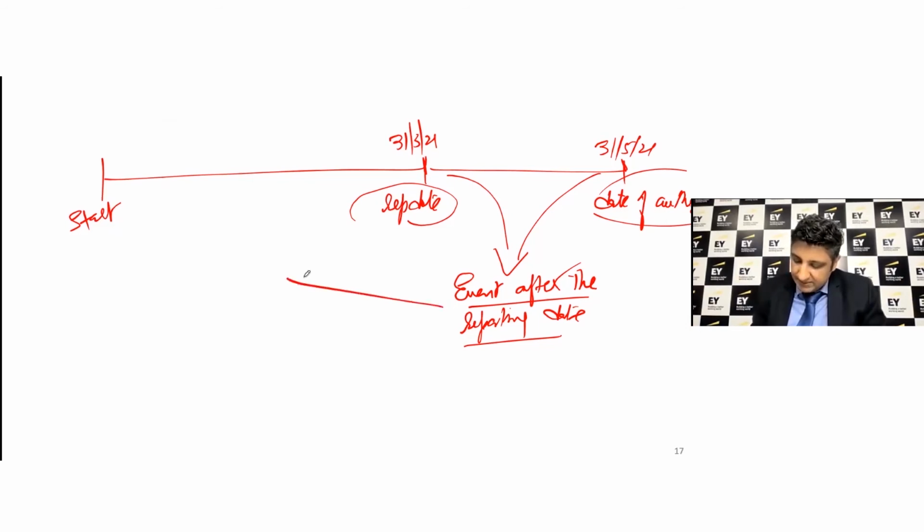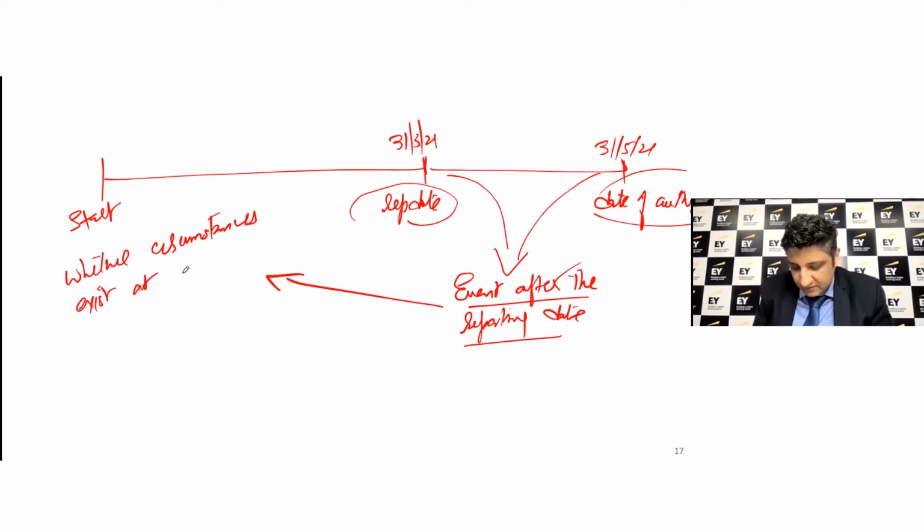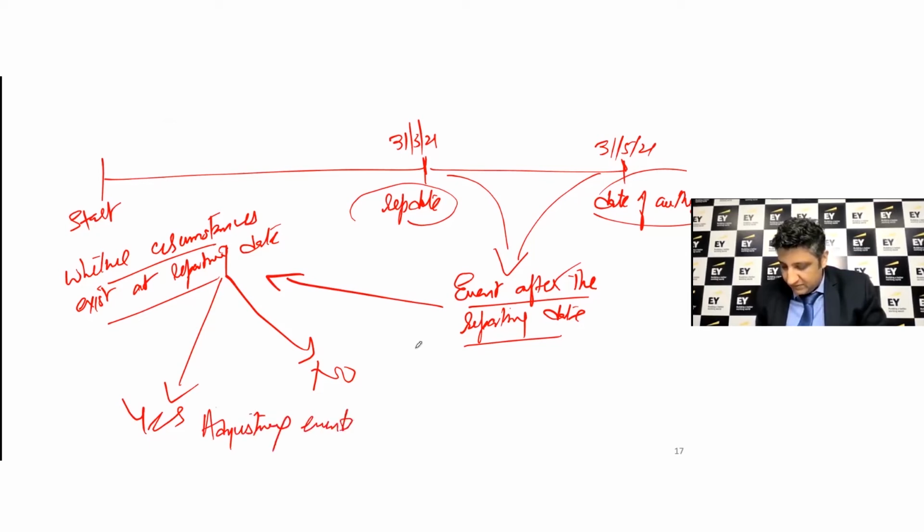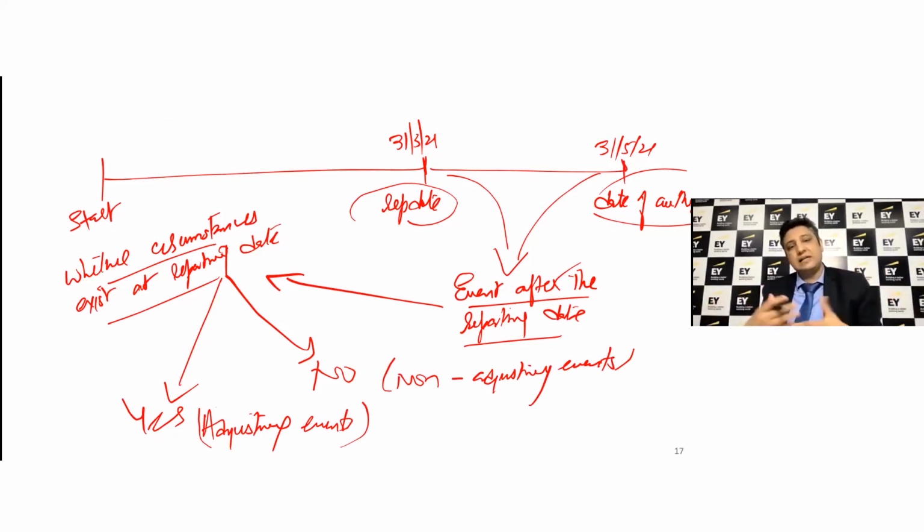The second question that you want to ask is whether circumstances exist at the reporting date that such an event can take place. It may either be a yes or a no. If it's a yes, we call these adjusting events. If it's a no, then we refer to these as non-adjusting events. So there are two questions between which this entire standard works, and that's what you want to remind yourself of at all times.